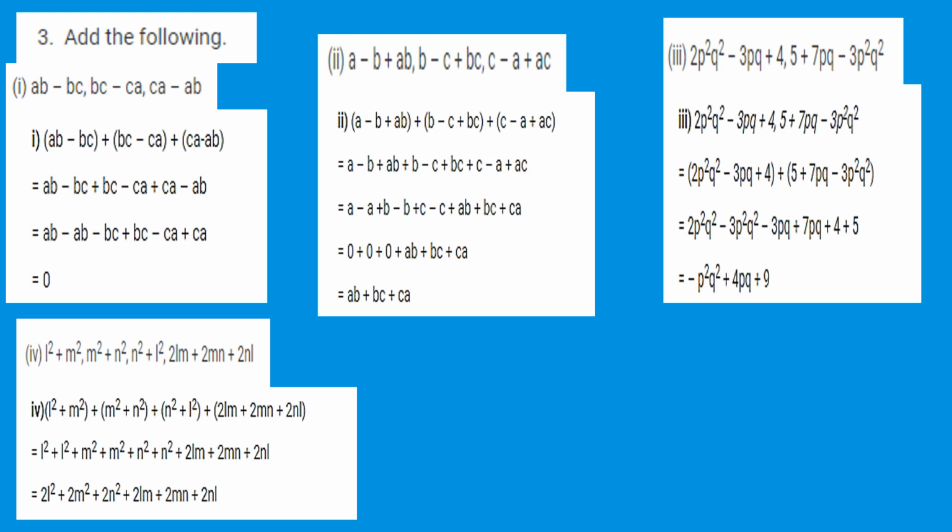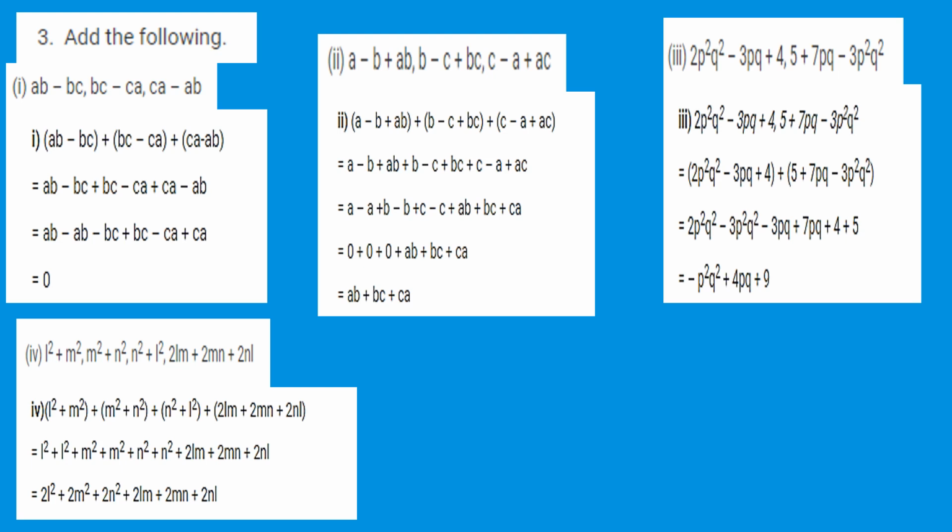Next sum, similarly: 2p squared q squared minus 3pq plus 4, 5 plus 7pq minus 3p squared q squared. Now here in this sum what you do, again put it in the form of brackets. The first term put it in the bracket and the second term put it in another bracket. Now 2p squared q squared, minus 3p squared q squared. Then what happened? Minus 3pq plus 7pq plus 4 plus 5.